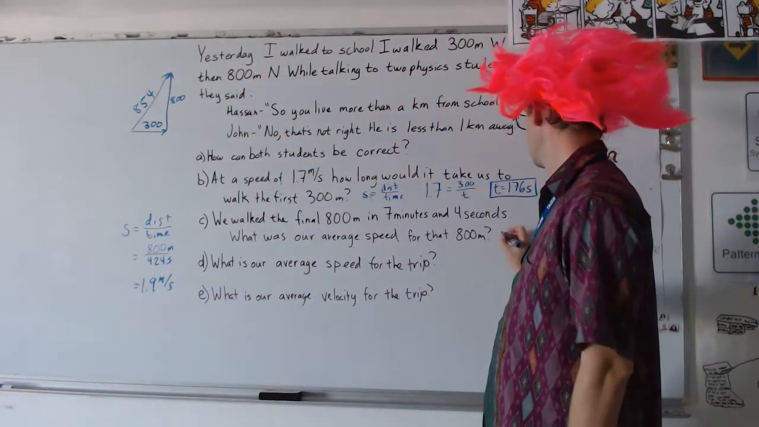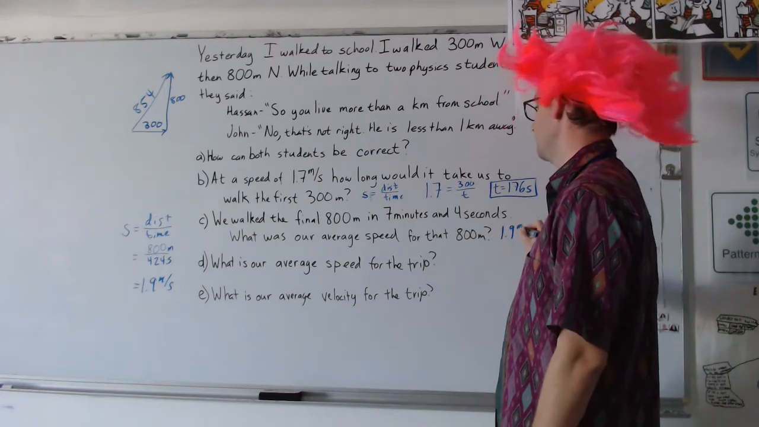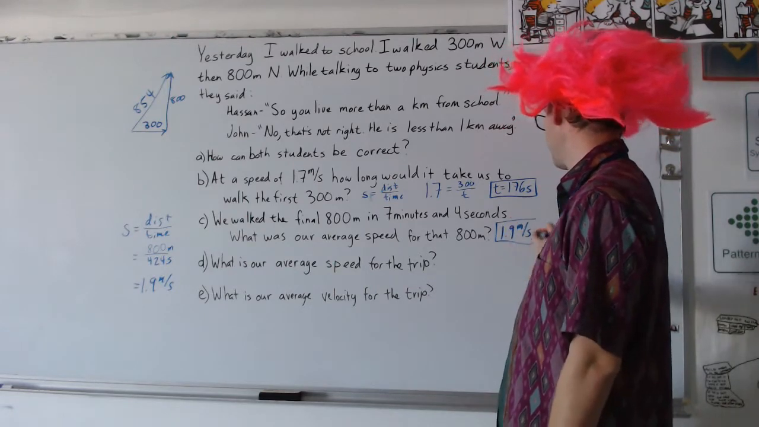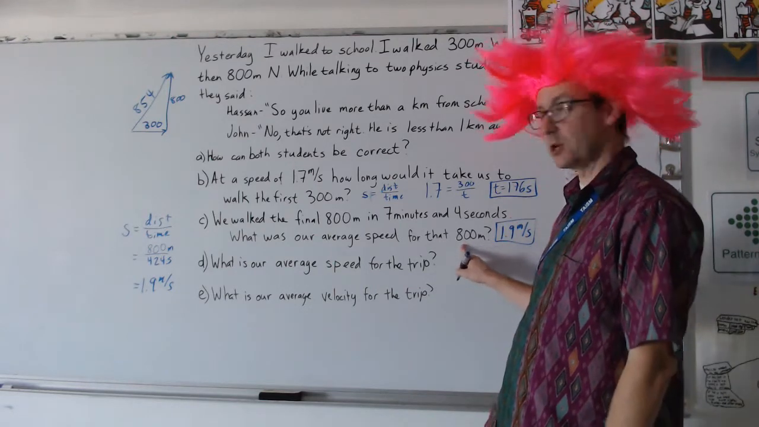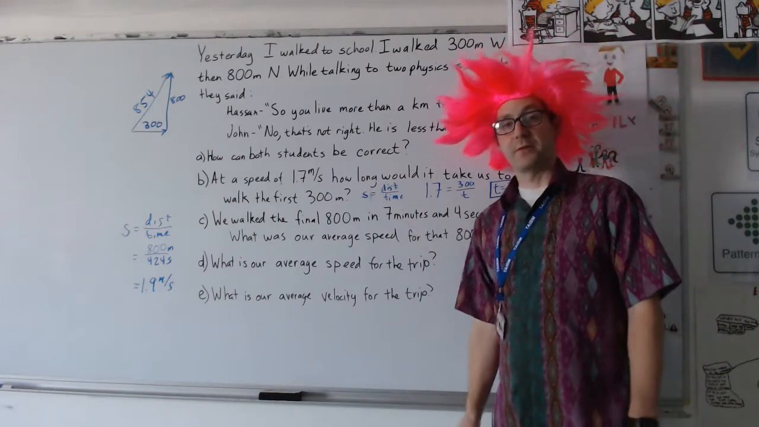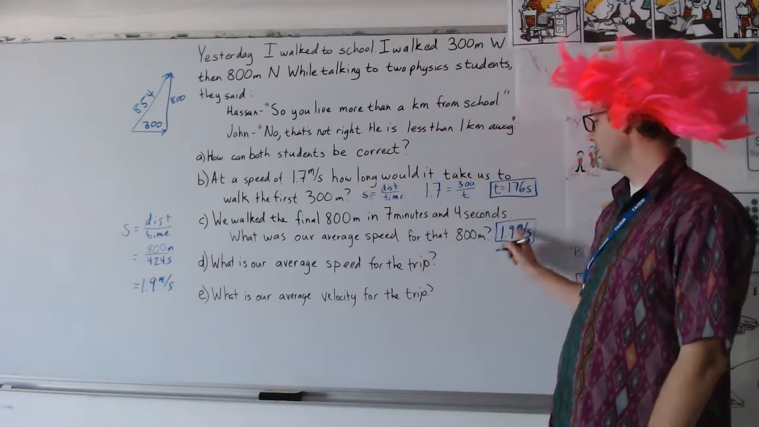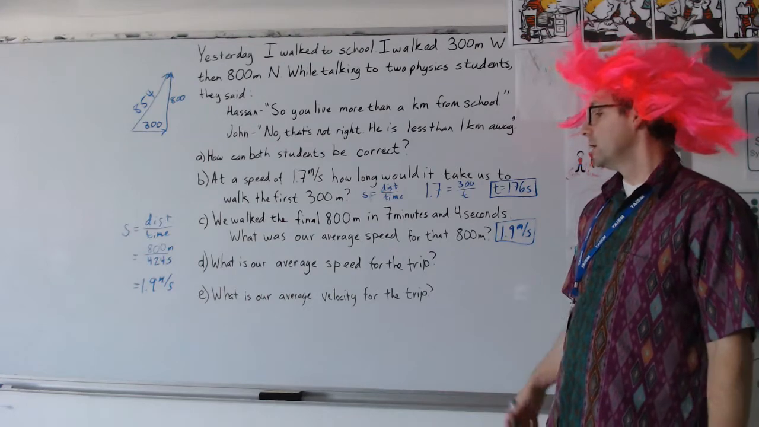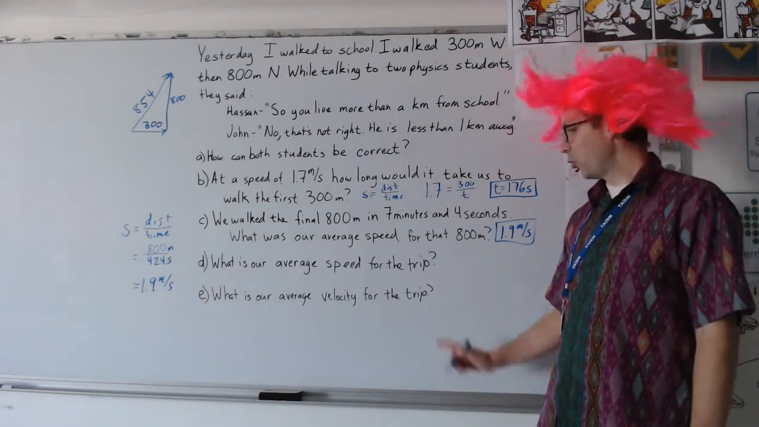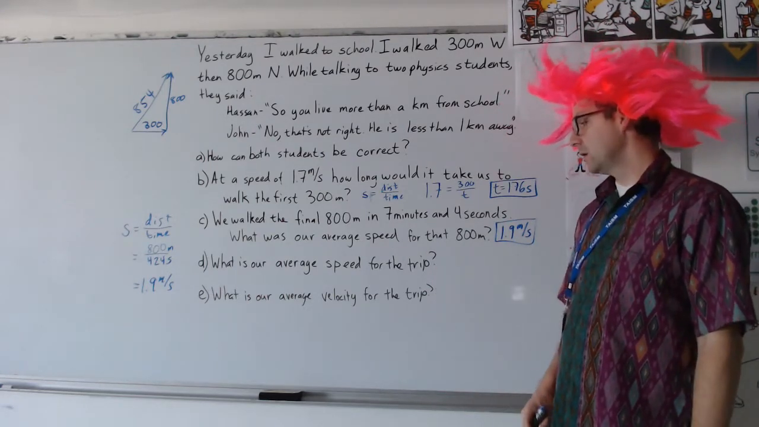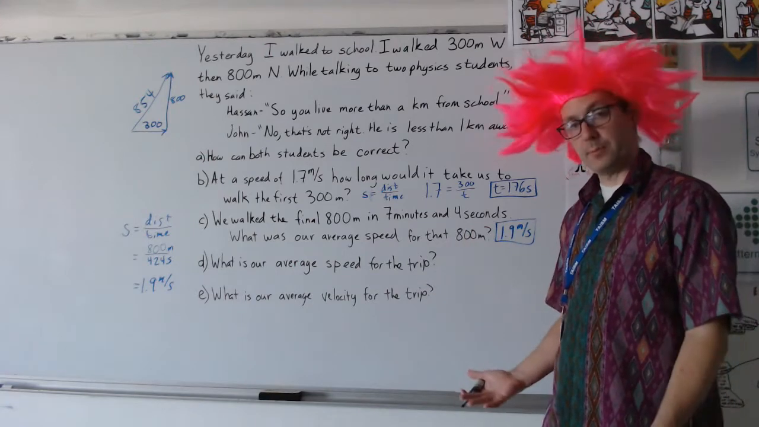All right, 1.9 meters per second. So for whatever reason, we were able to walk that last little bit faster than the first little bit. We were going 1.7 there, now we're going 1.9. Okay. Next question. What is the average speed for the whole trip?